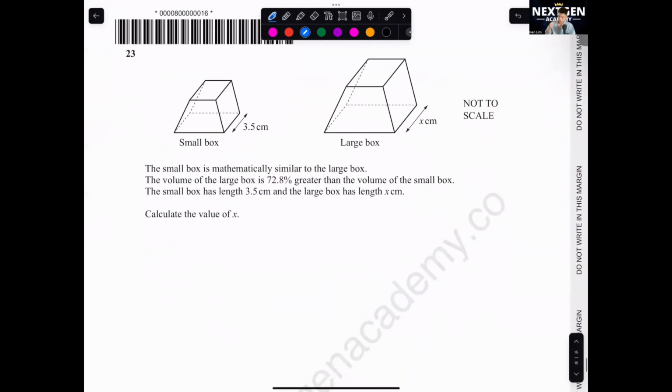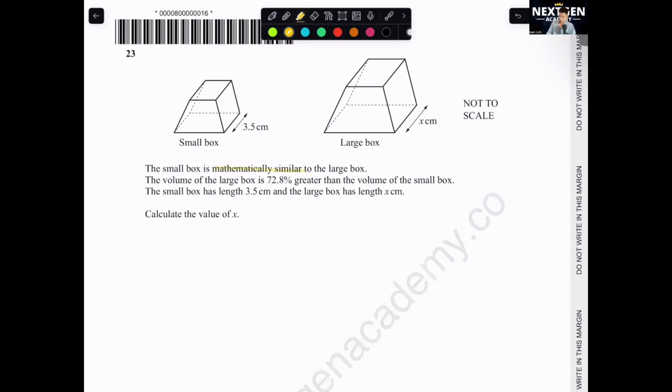One last one here. The small box is mathematically similar to the large box. The volume of the large box is 72.8% greater than the volume of the small box. The small box has length 3.5 cm and the large box has length x cm. Calculate the value of x. What formula will you all use over here?